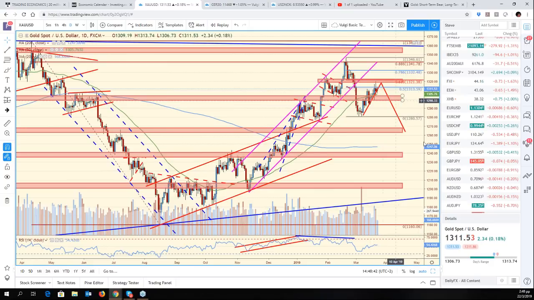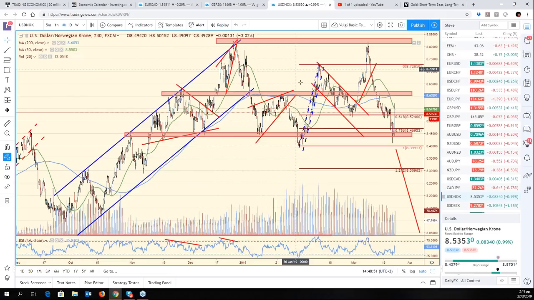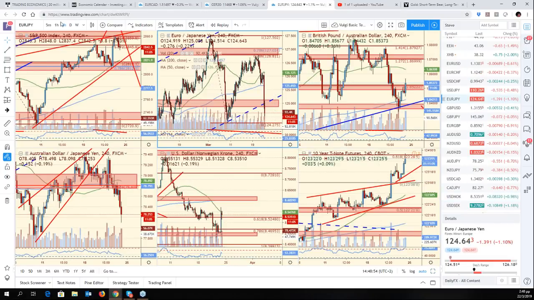So now let me go back to what I wanted to say about the cross rates, euro and pound cross rates, because we haven't had a look at them in a few days.